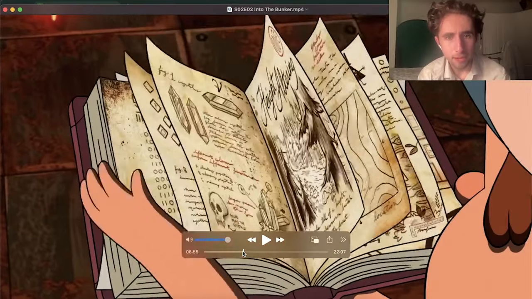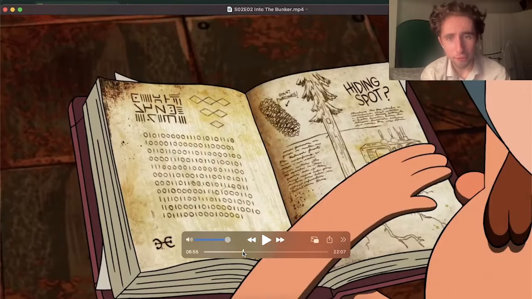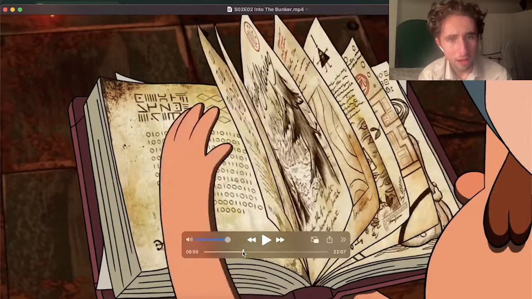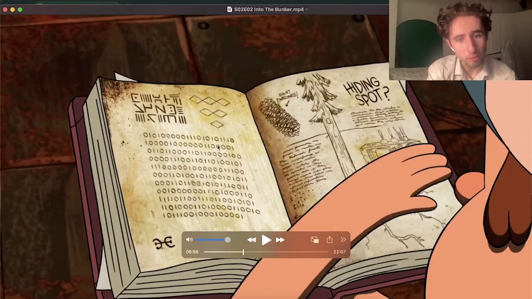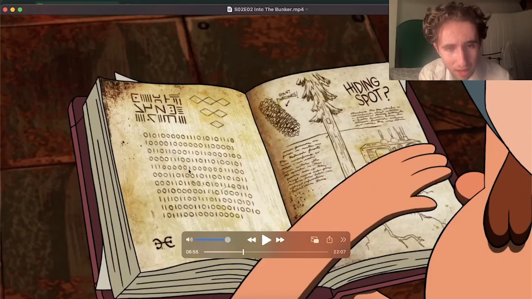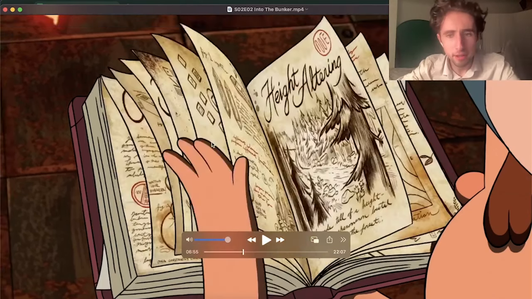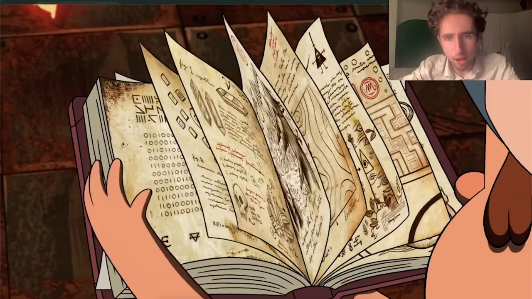We get a big flicker of pages here. The animation is so cool in this. Oh boy, do I have to decode that? What is this? 1, 2, 3. I don't think that that's going to be something I decode, but maybe I'll have to try in my big lore hunt video when we get around to it.